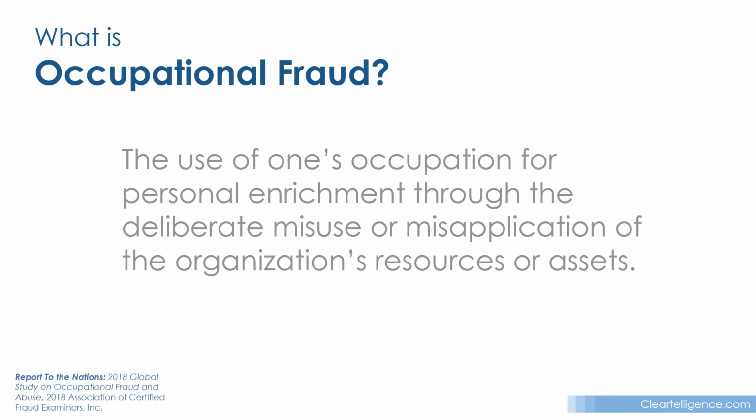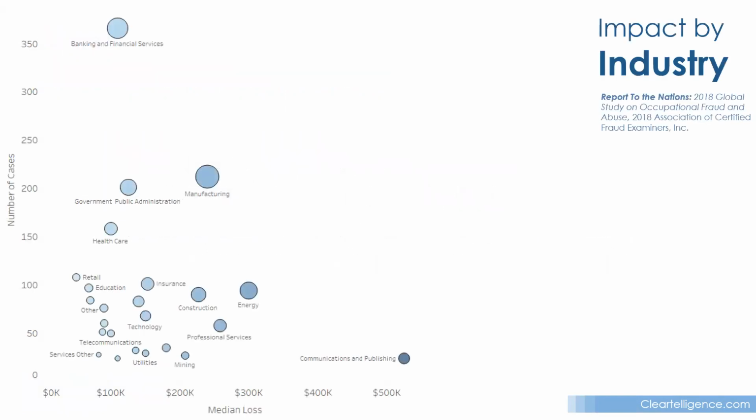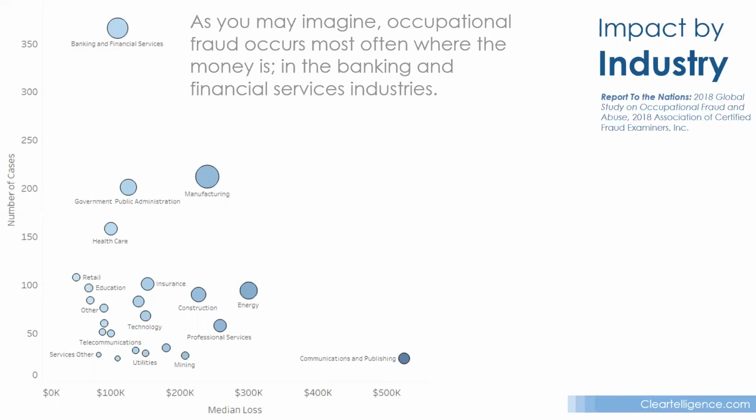You may be wondering what kind of industries are most susceptible to internal fraud losses. If you take a quick look at this scatter plot using the number of cases and median losses as axes and each mark representing an individual industry, a couple clear outliers reveal themselves. First of all, as you might imagine, the banking and financial industries are the most frequent targets simply because that's where the money is.